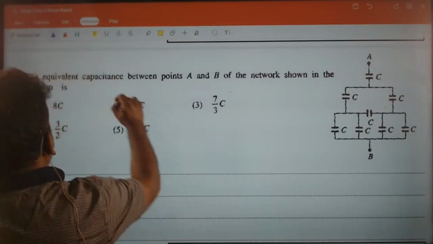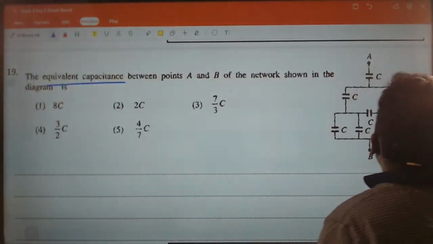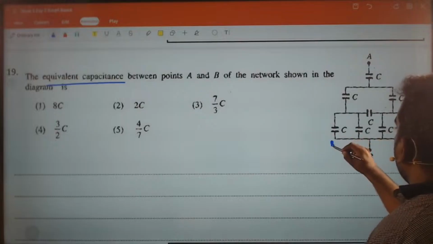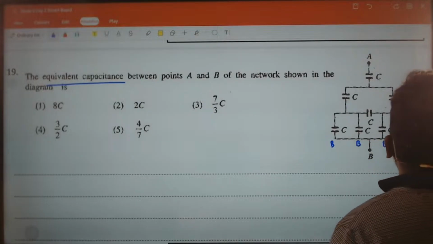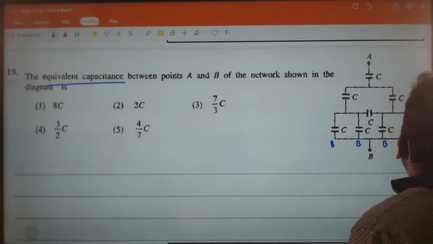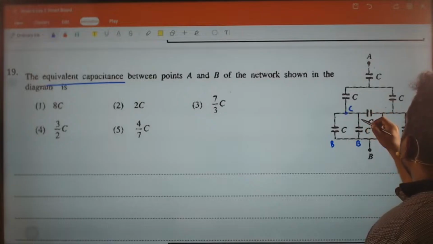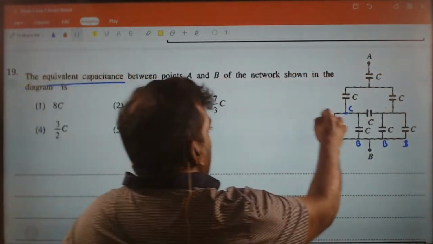The equivalent capacitance between A and B. Okay, nice. So if you look at this, these are connected to B. These are connected together by a non-resistant wire. We'll call it X.